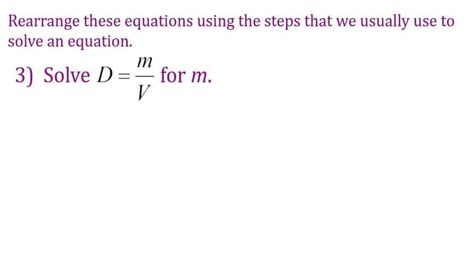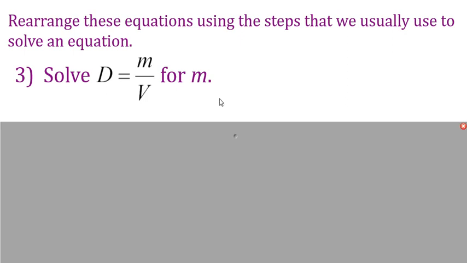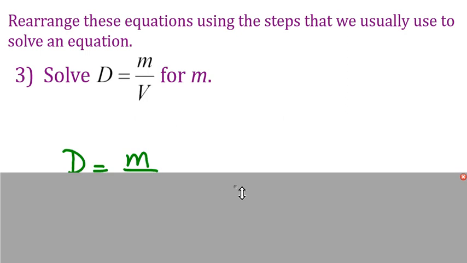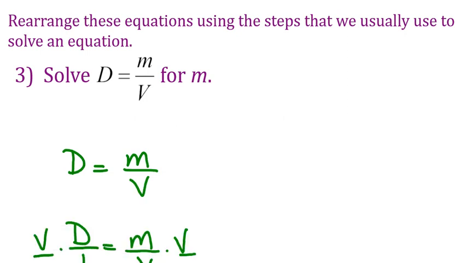Here's an equation, D equals M divided by V. We want to solve for M. So let's think about what's happening to M. Division. How do you undo division? Multiplication. So if we multiply each side by V, we should have M alone. So let's multiply each side by V.